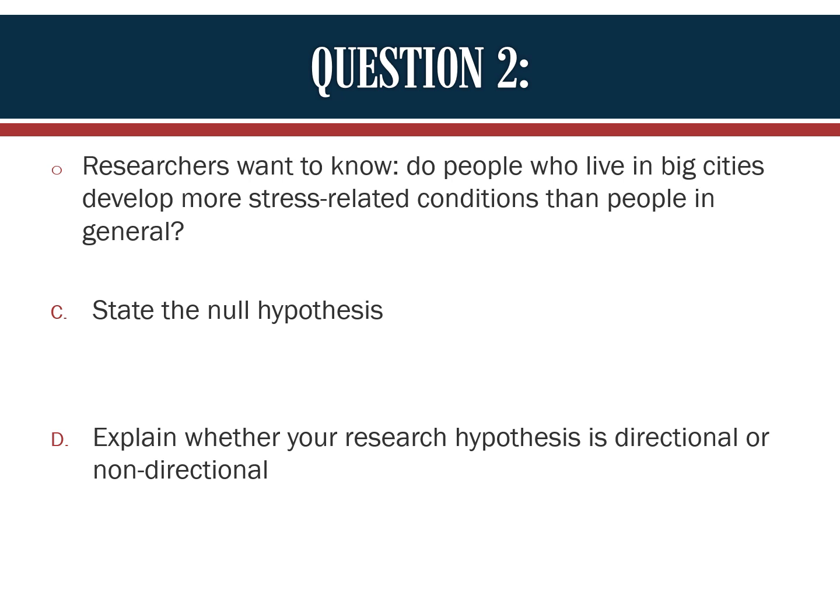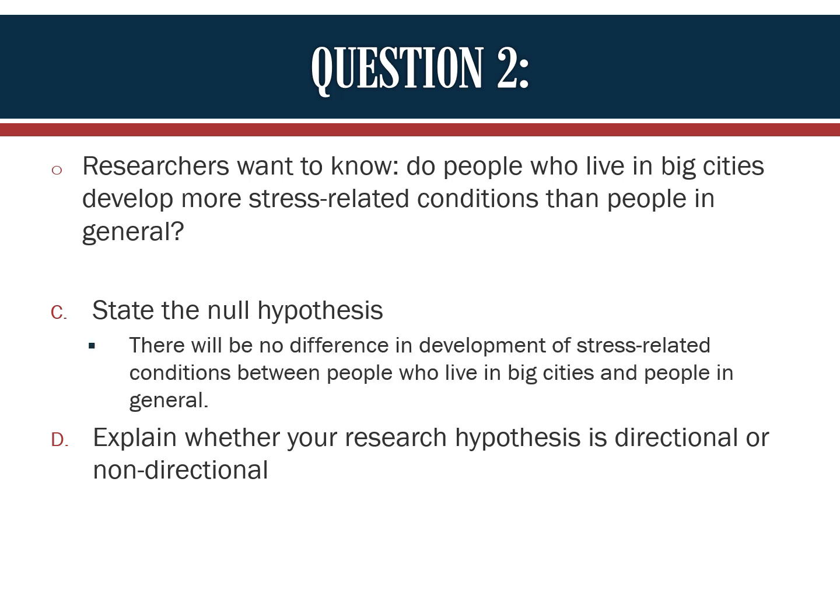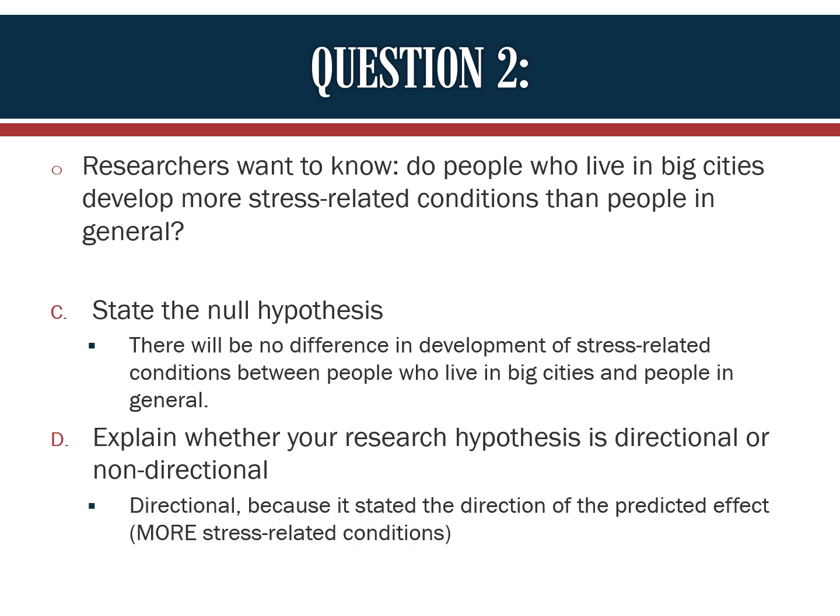C, then, state the null hypothesis for this study. That'd be something like this. There'll be no difference in development of stress-related conditions between people who live in big cities and people in general. And then lastly, part D, explain whether your research hypothesis is directional or non-directional. In this case, it's directional because it stated the direction of the predicted effect, specifically that there would be more stress-related conditions for people in big cities compared to people in general.